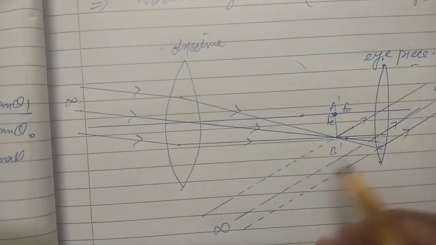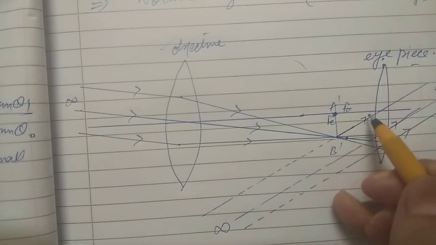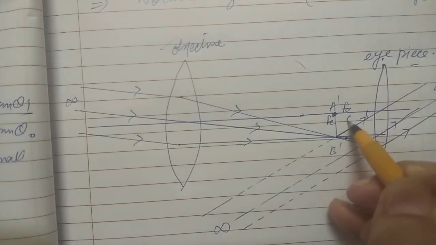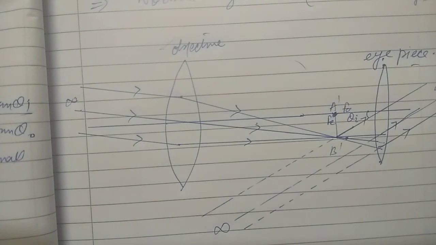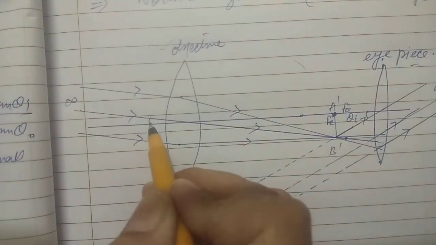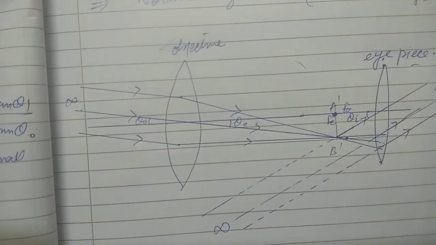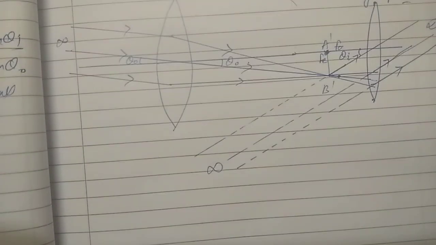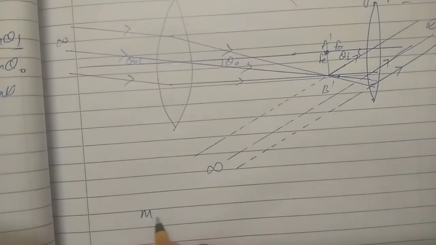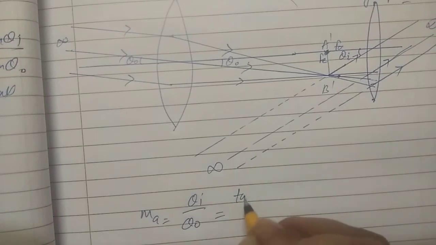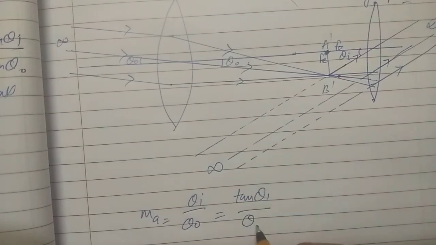Now in this case, this is the final image. You see these are making angle theta I. So this is the angle made by the image at the eyepiece, and this is the angle made by the object. This is the same angle. Now in the same way we can find out the magnifying power here also. Let us find out the magnifying power, angular magnification, theta I over theta naught, using the same method, same approximation.